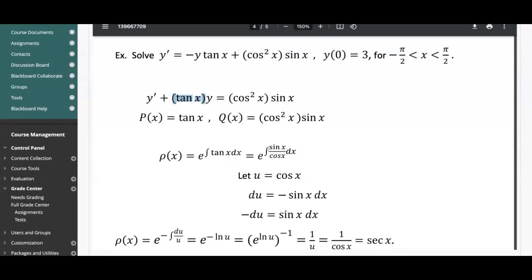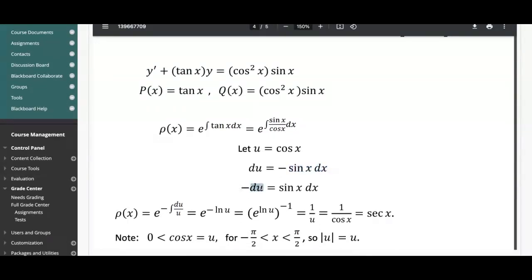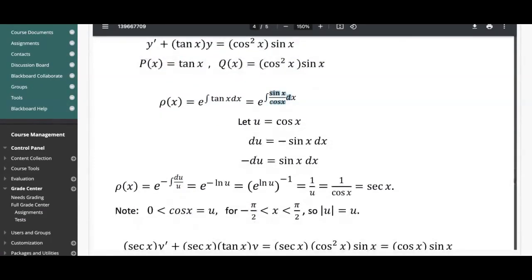We have to use u substitution, right? For the integration of tangent, we change it to sine over cosine. Then we let u be cosine, so du is negative sine x dx. So sine x dx is just negative du, and we'll have 1 over u, negative du.